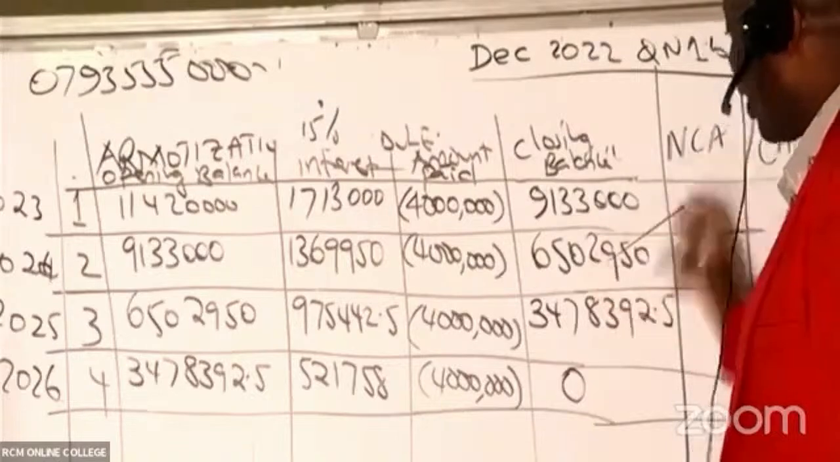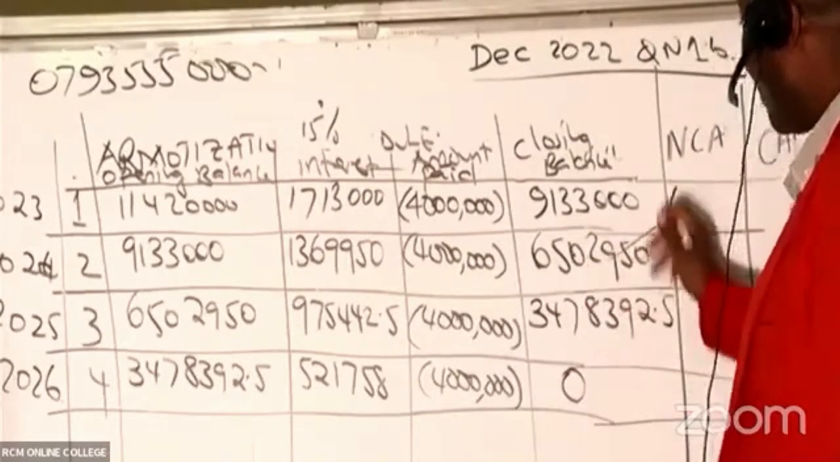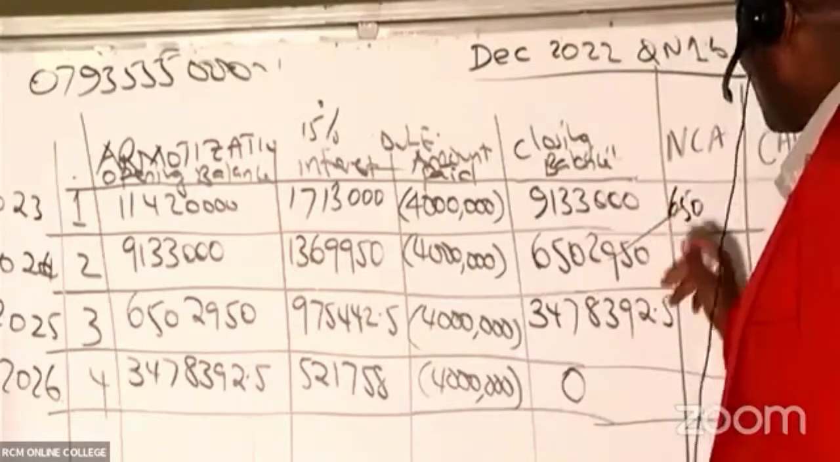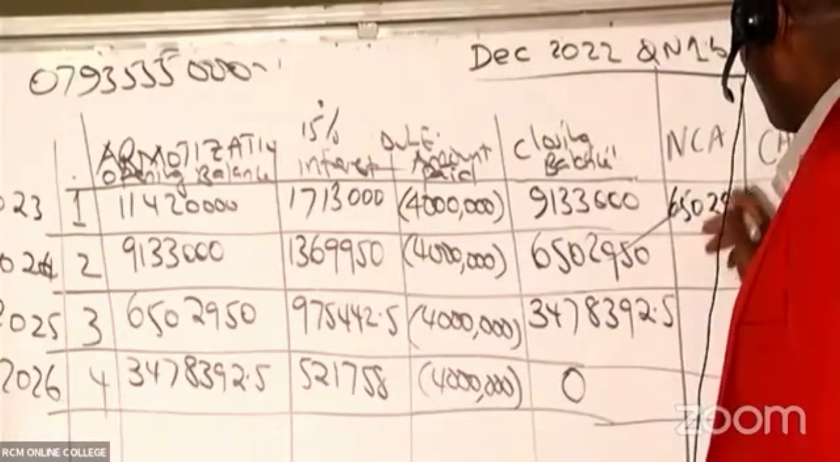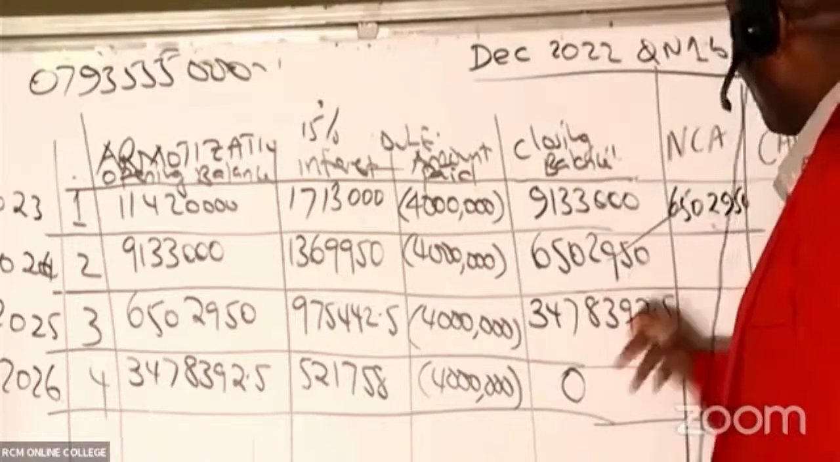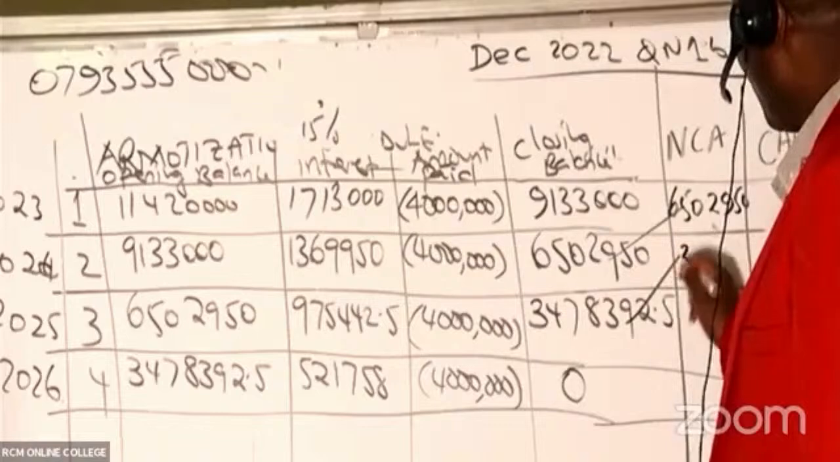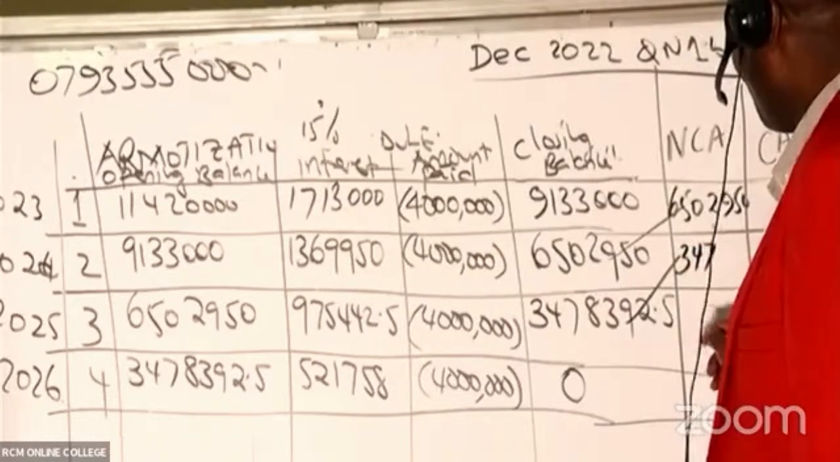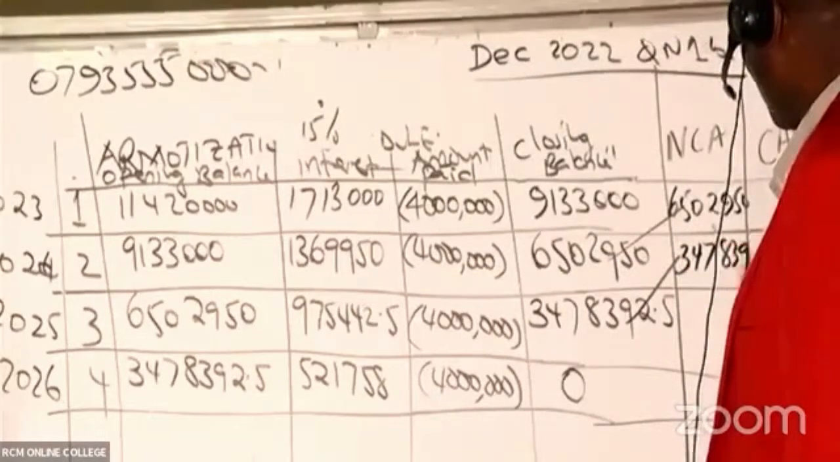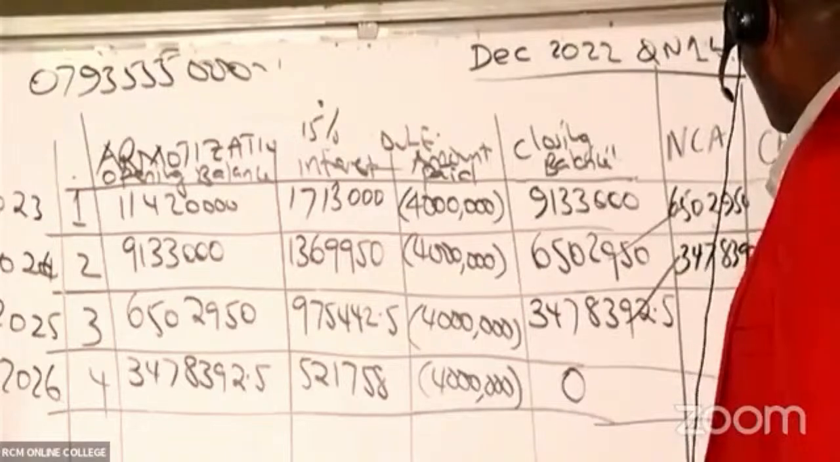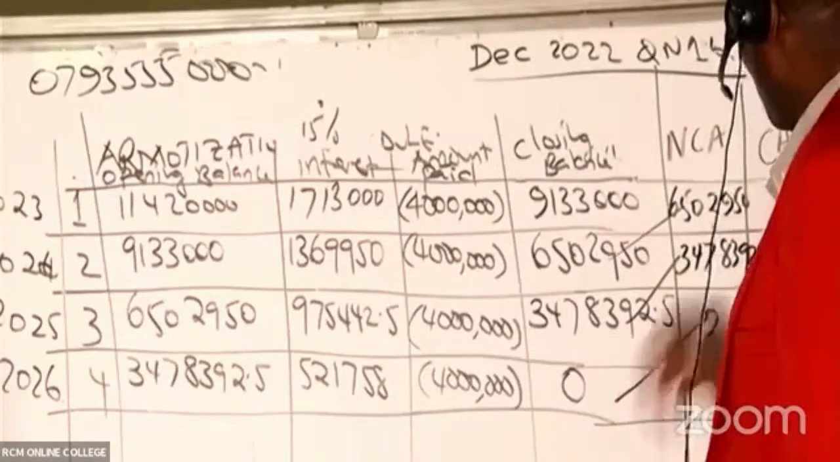Even if you don't want to reason, the first figure here is 6,529,50. And then you copy the others. You can move also this one here. We have here 347,839,2.5. You can move like that, 0.